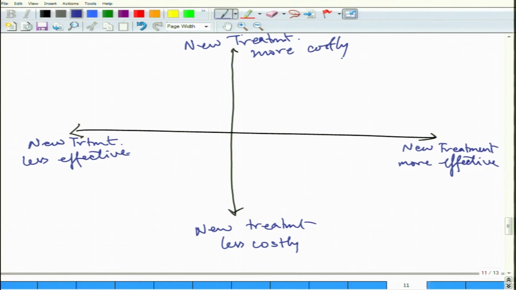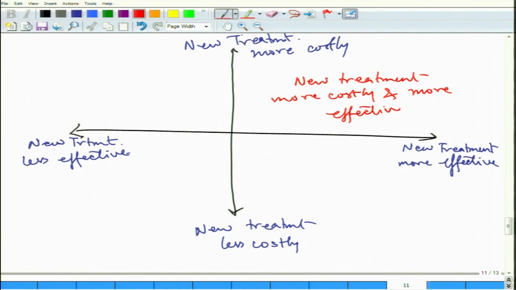So, if I am on this quadrant, any point on this quadrant, the new treatment is more costly and more effective. So, it is a win-win scenario, right? Here, it's a win-loss scenario, because your treatment is becoming more effective, but the cost is increasing, right? So, you don't really take a decision, it's not easy to take a decision.